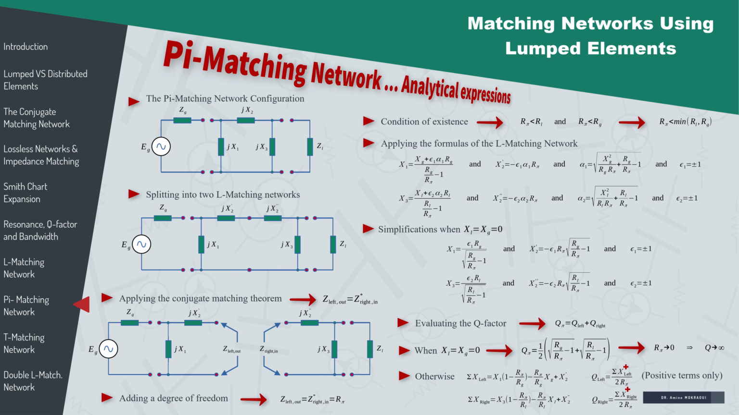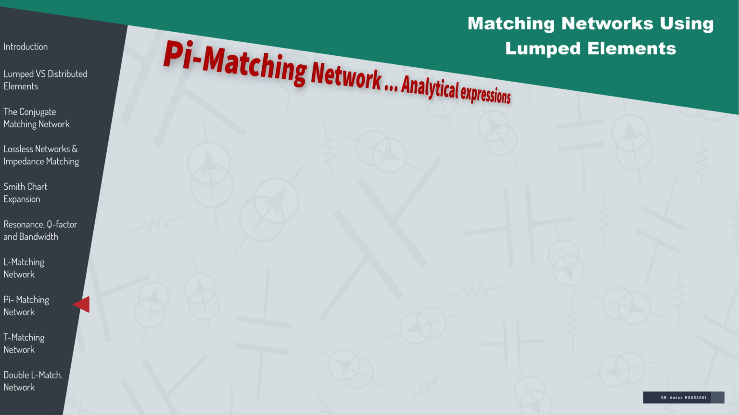For instance, to find Q left, we must consider again positive terms in sigma x left and divide the result by 2R pi. Then, to find Q right, we must consider again positive terms in sigma x right and divide also the result by 2R pi.